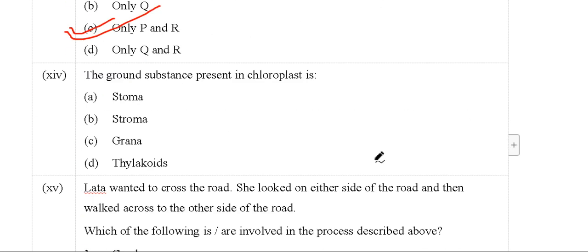The ground substance present in the chloroplast is the ground stuff, the matrix, which is also called stroma. The correct answer will be stroma. Its plural form is stromata. Grana are also part of this chloroplast, and they are made of thylakoids. Actually, the piles of thylakoids form the grana. So thylakoid is also given. The ground substance in the chloroplast is stroma, which is also called matrix.